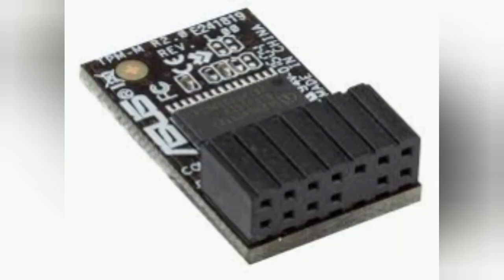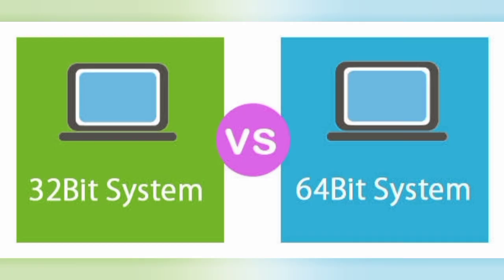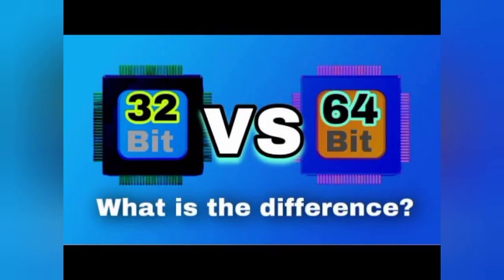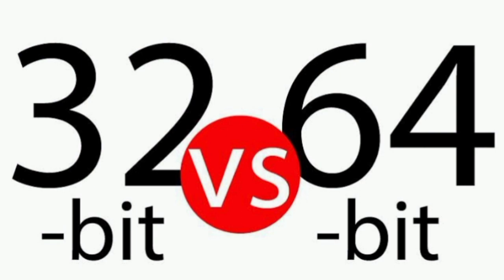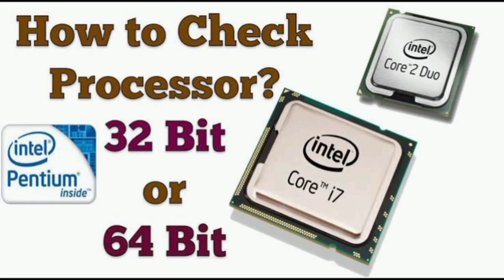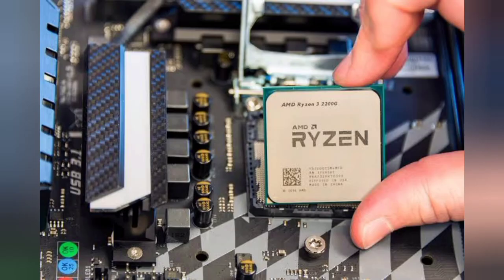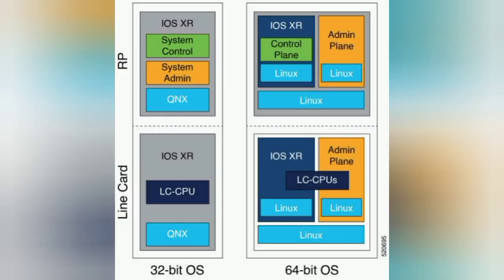So, what are the basic differences between a 32-bit operating system and a 64-bit operating system? Number 1, memory. The maximum for a 32-bit operating system is 4 GB, and for a 64-bit operating system, a maximum of several terabytes of RAM you can use. Next feature is the processor. A 32-bit operating system can run on both 32-bit and 64-bit processors, but a 64-bit operating system requires a 64-bit processor.